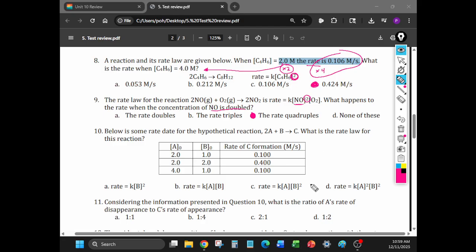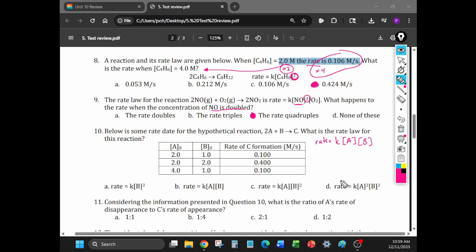Okay, number 10, very similar. This time we just get a table. So if you look, 8, 9, and 10 are the same type of problem. It's just the way that it's formatted. For this one, it gives us this reaction right here and wants us to get the rate law. So we know that the rate is equal to K, concentration of the reactants, but we just need to figure out what the exponents are.